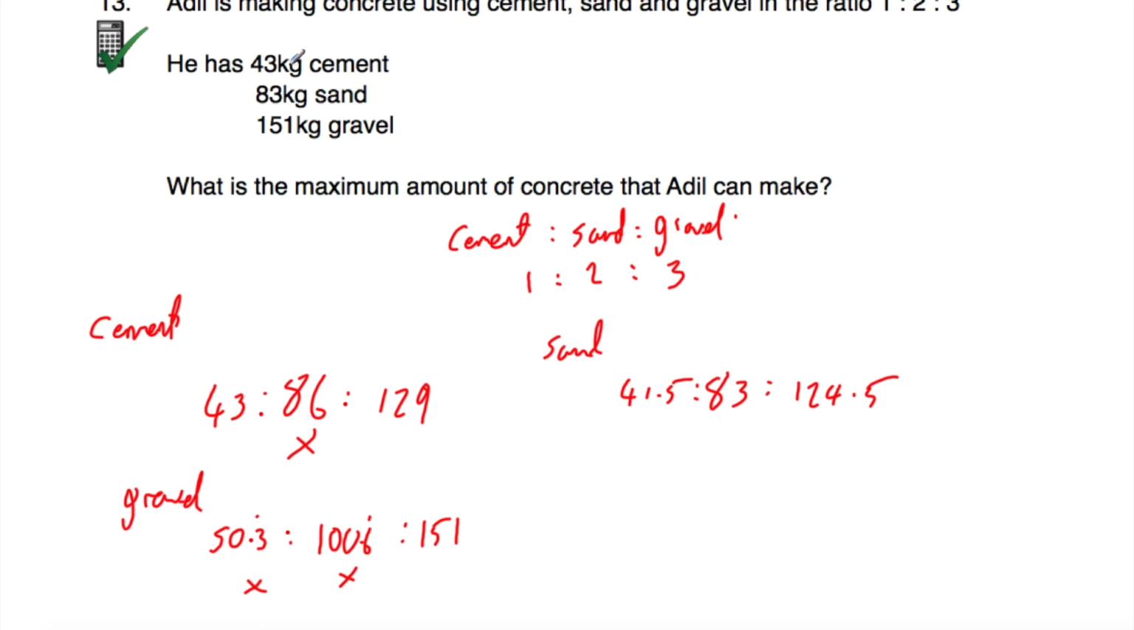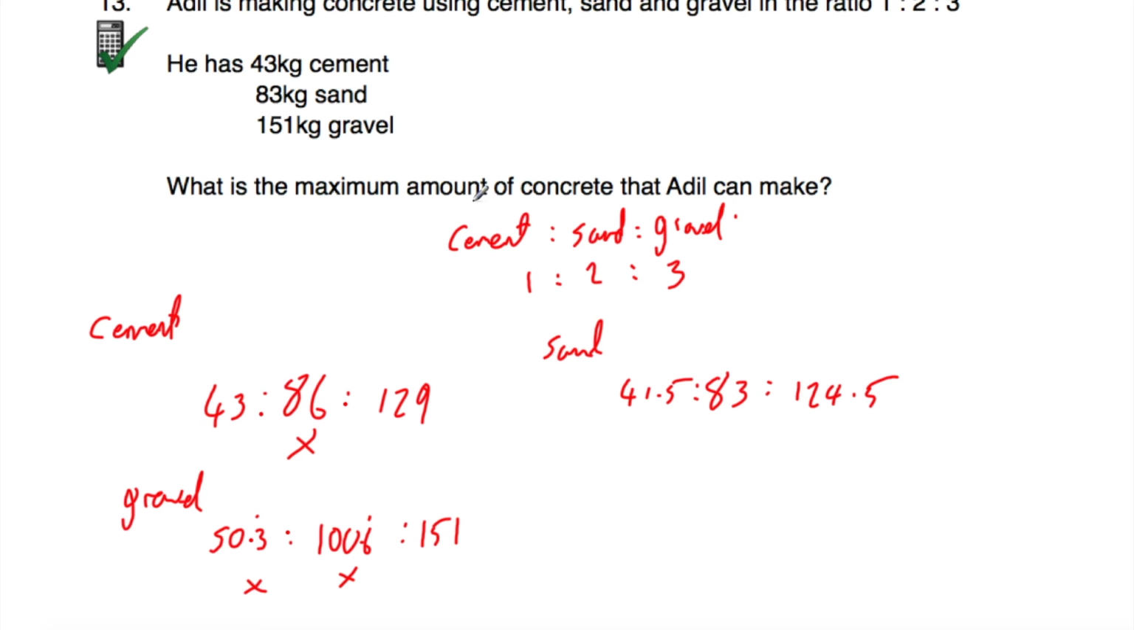Okay, so we've seen that it's not possible to use all the cement, because if we used all the cement we'd have to have 86 kilograms of sand, which we don't. We've had a look to see can we use all of the gravel, and we can't because we wouldn't have enough cement or sand for that. And then we've looked to see can we use all the sand, and we can, because if we used all the sand that's 83 kilograms, and that would only need 41.5 kilograms of cement, and it would only need 124.5 kilograms of gravel.